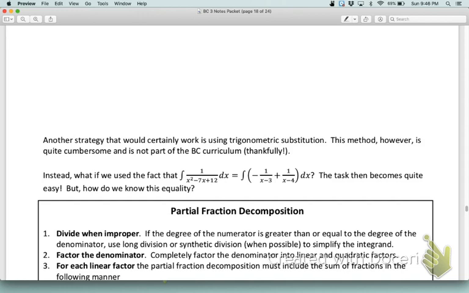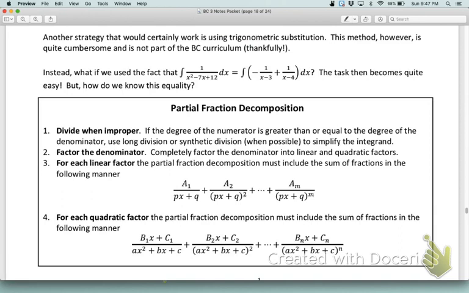So instead, if we knew that 1 over x squared minus 7x plus 12 dx breaks down to the integral of negative 1 over x minus 3 plus 1 over x minus 4, then we can do this pretty simply. Those are both going to be natural logs when we take the integral there. But where do we pull those fractions out of? You can see going backwards, if you find a common denominator there, you're going to end up with 1 over x squared minus 7x plus 12. But how do we do this in reverse?